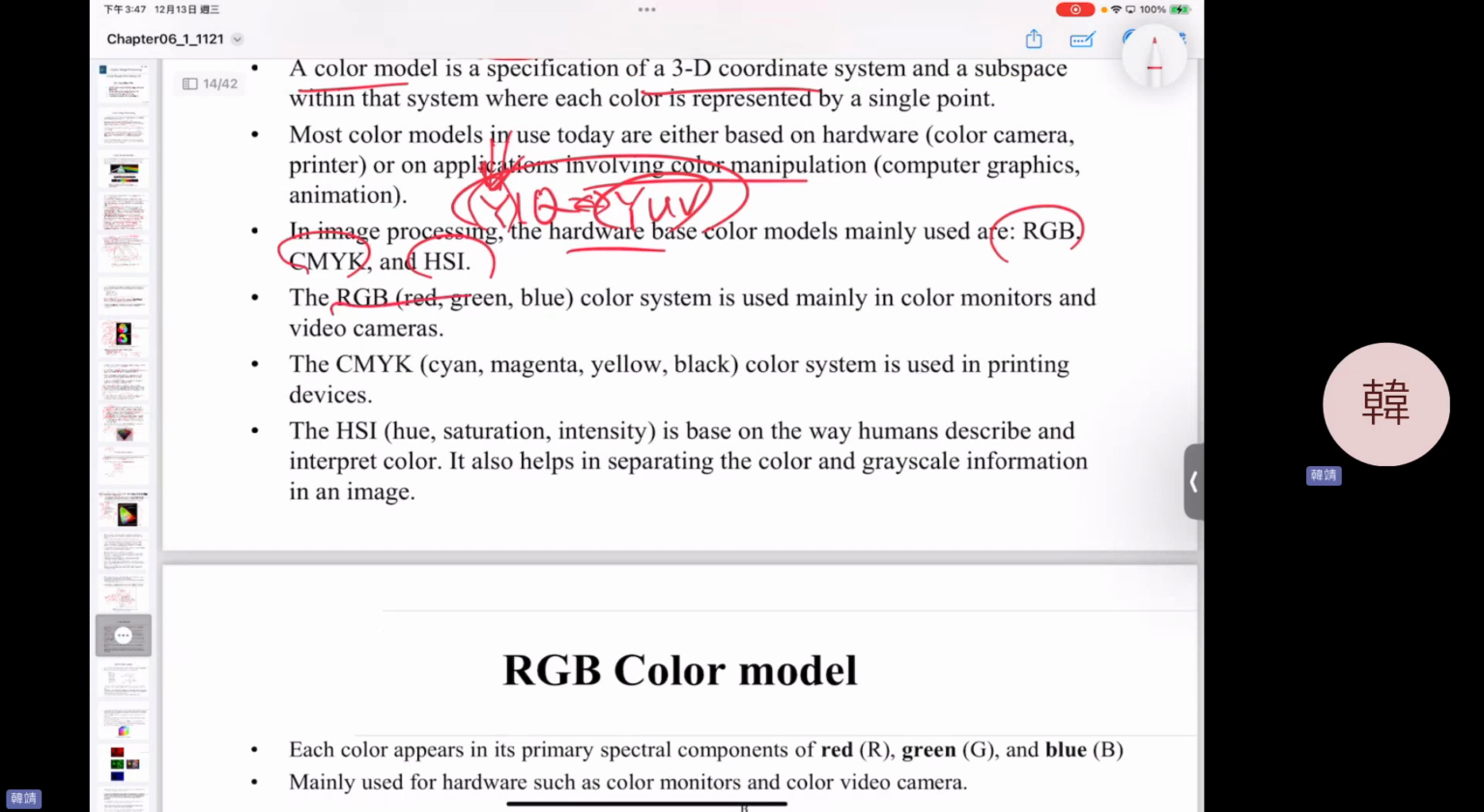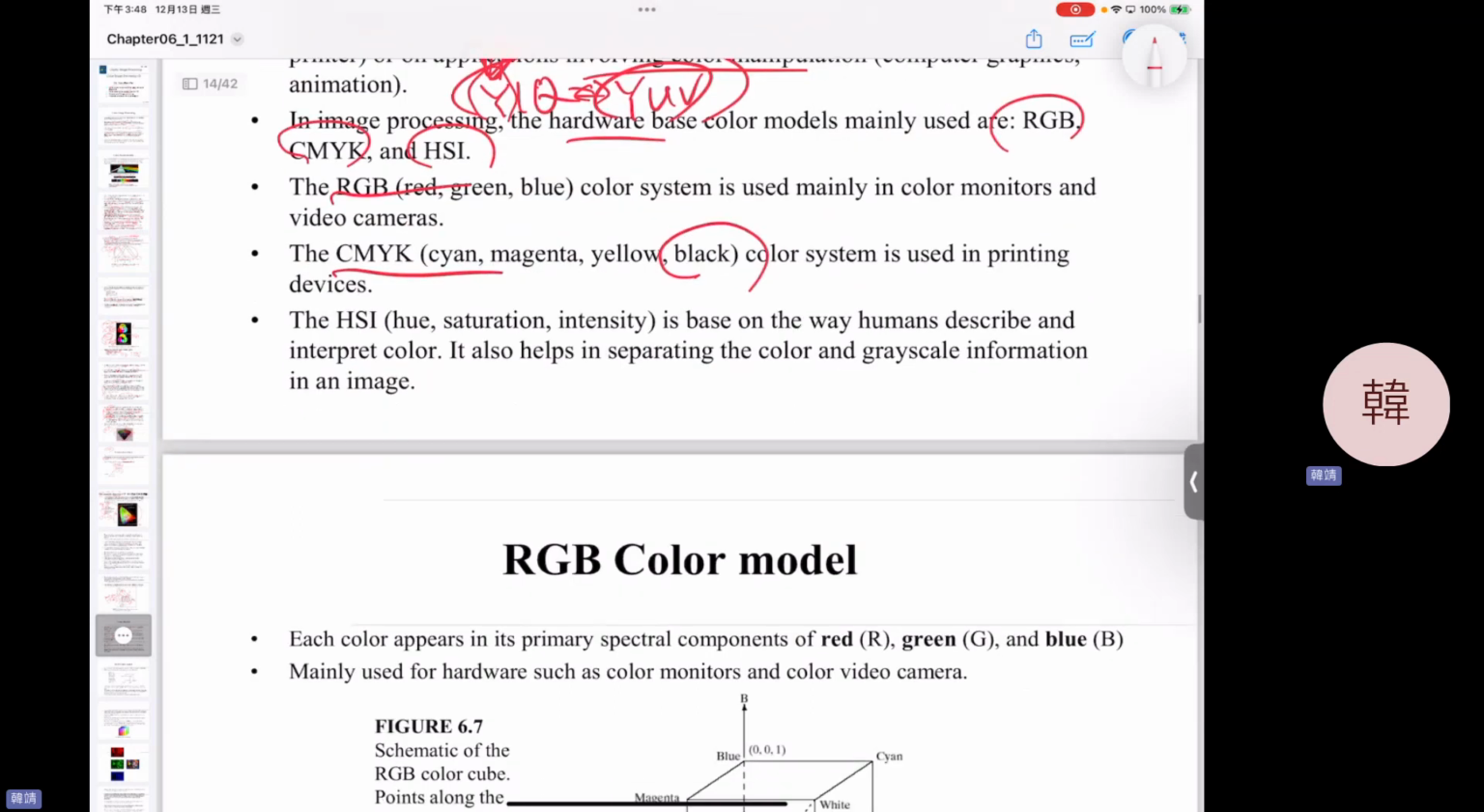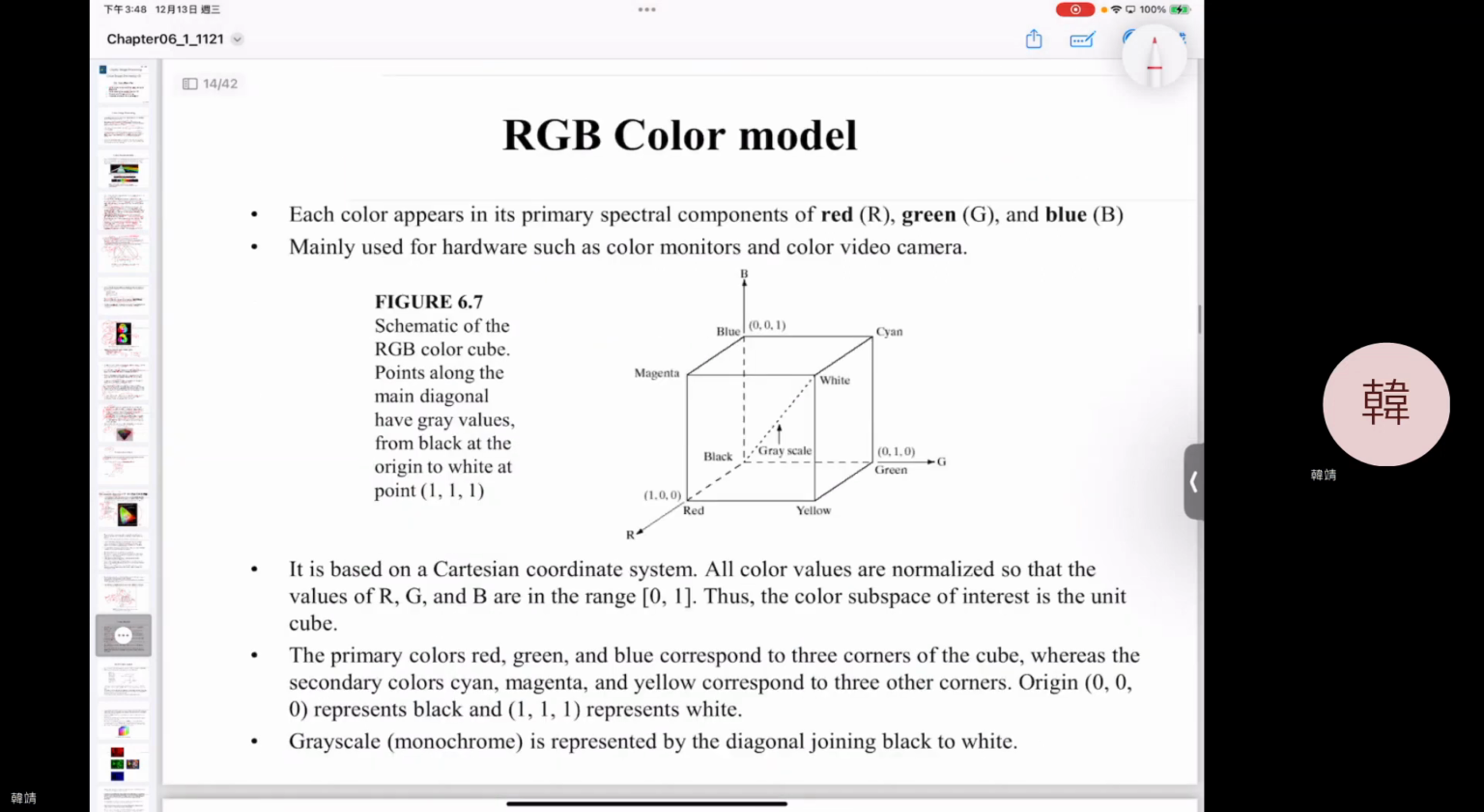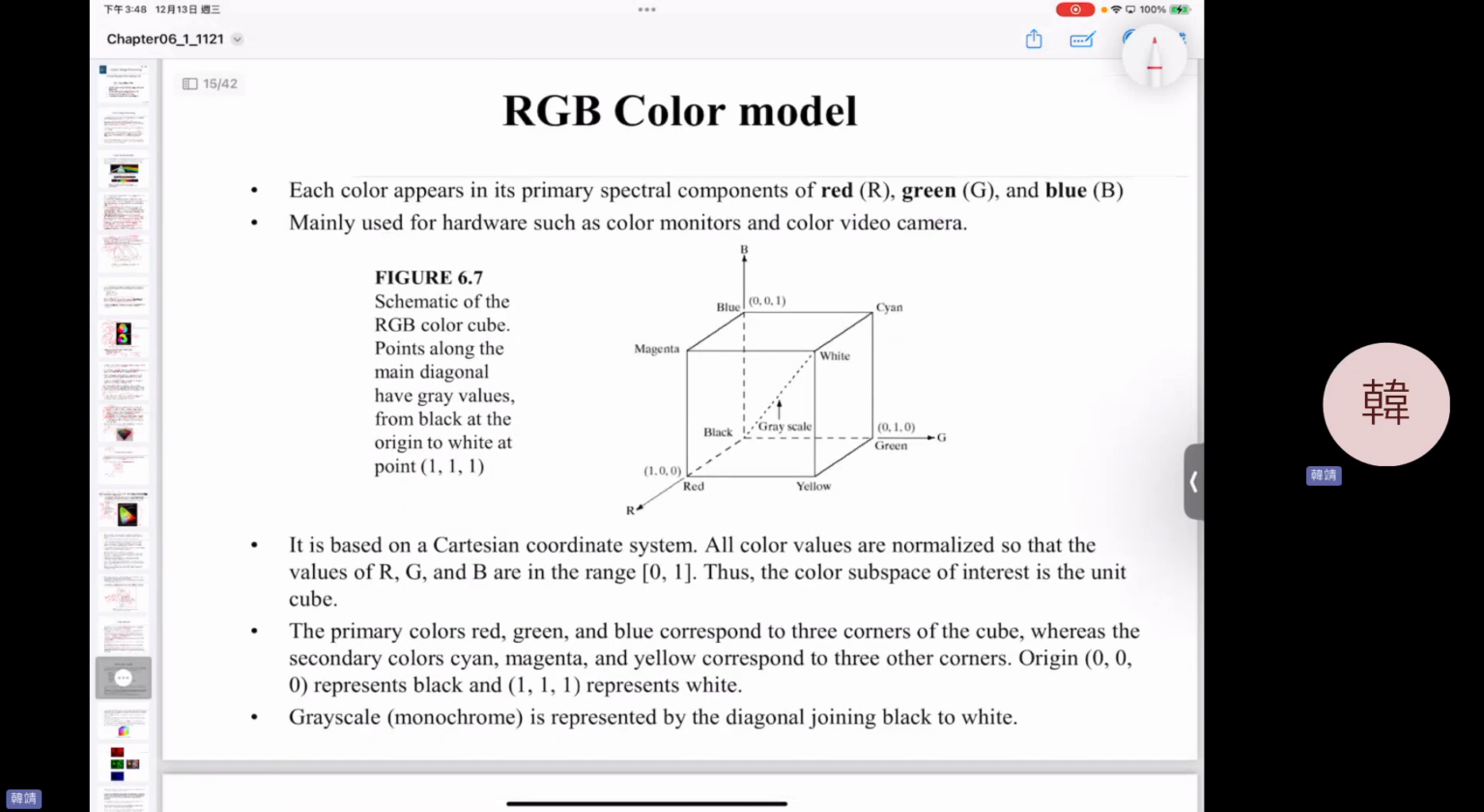So RGB, we just know it. CMYK, we know it because black is difficult to present. Okay, so CMY is not enough. So we have CMYK instead. And the HSI, which I mentioned, is hue, saturation, intensity. Okay, so these are the color models here.